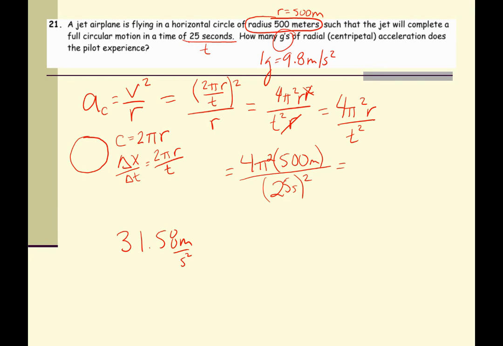And we're being asked to figure out how many G's that is. So for every 1 G, I have 9.8 meters per second squared. So when you hear a pilot can pull a certain number of G's, or in a roller coaster you have a certain number of G's, this is what we're talking about. Meters per second squared cancel, and we end up getting G's in the end. And in the end, this is 3.2 G's. Okay?